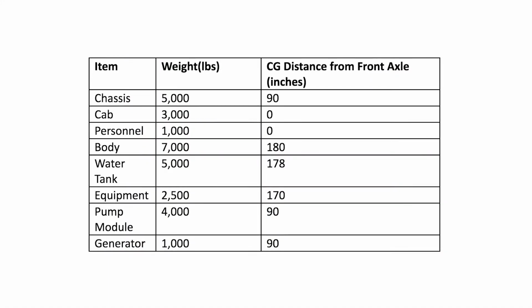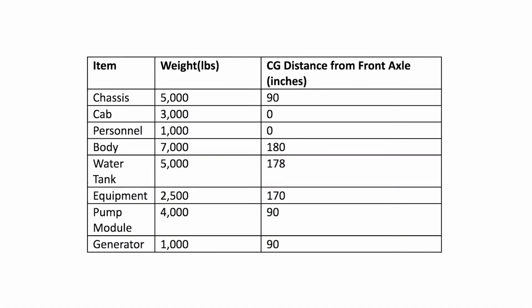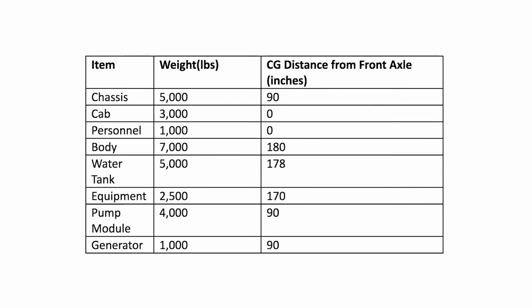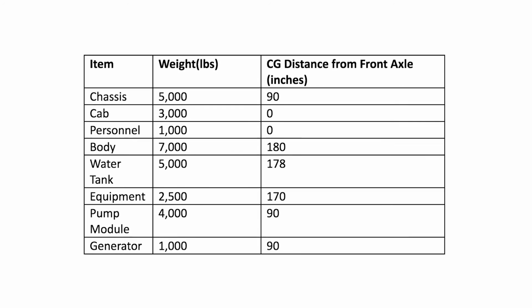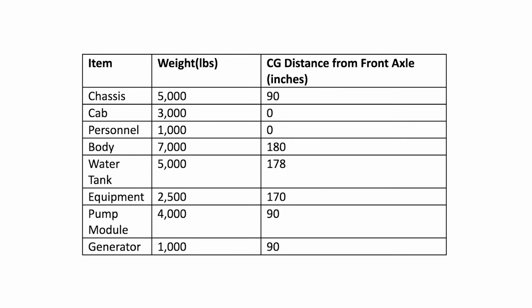The table shows 8 weight considerations. I see that you also have the distance from the CG from the front axle for each of these. What exactly does CG mean? CG stands for the center of gravity. It is the center of mass for each object. In other words, it is the point at which the item would be perfectly balanced.